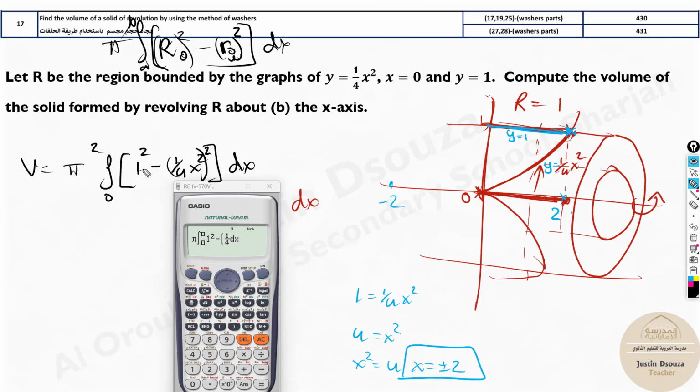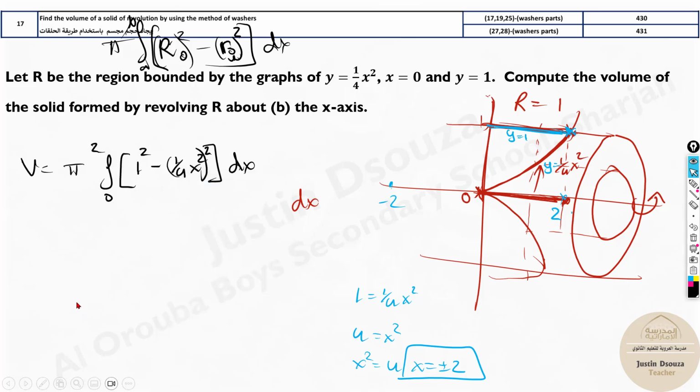So 1 square, that's fine, 1 and squaring. Now here 1/4 x square, the whole square. I hope that is clear. So I'll just write 1/4 x square, close the bracket, and over here first square it, then close the bracket, again square it, and the limits are from 0 to 2, and that's the answer. It is 8/5 pi, or it's 5.02.